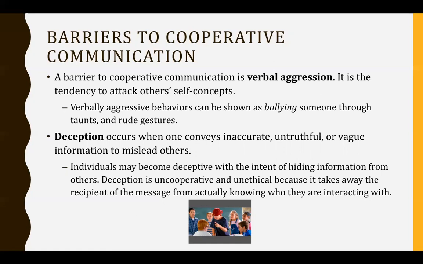Another form of a barrier to cooperative communication is deception, which occurs when one conveys inaccurate, untruthful, or vague information to mislead others. Individuals may become deceptive with the intent of hiding information from others. Deception is uncooperative and unethical because it takes away the recipient of the message from actually knowing who they are interacting with. Now, think about that point for a minute.